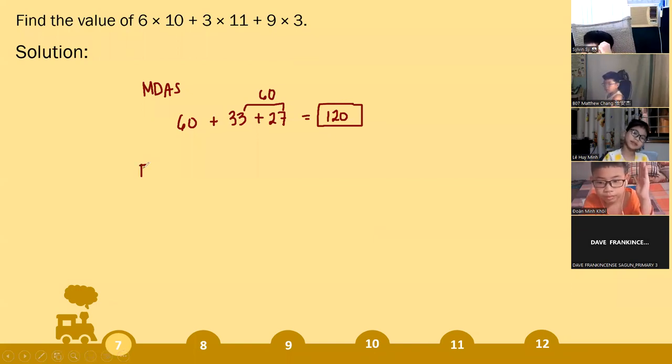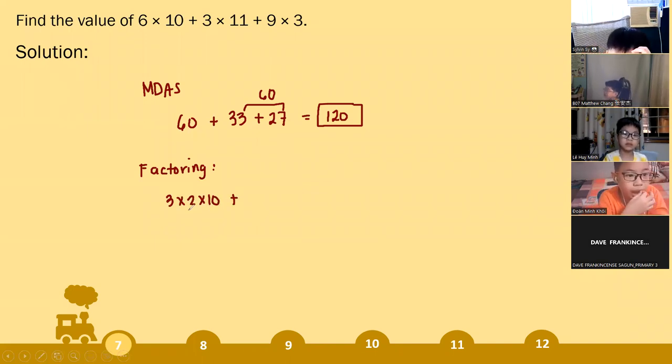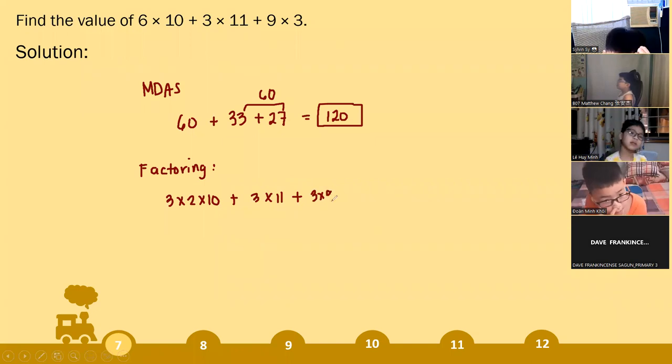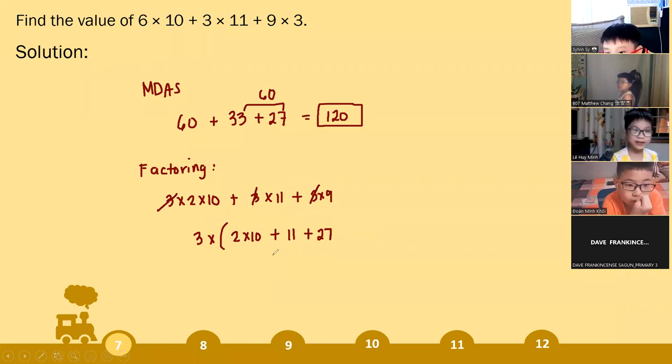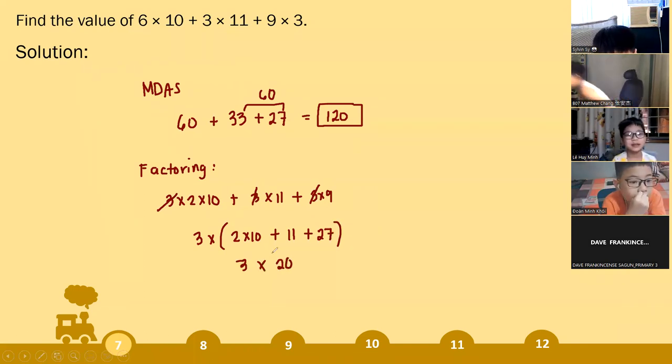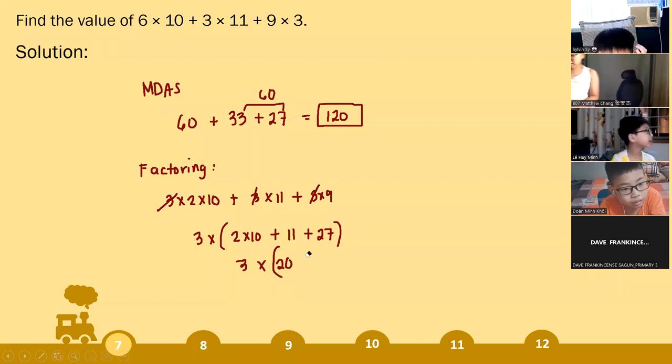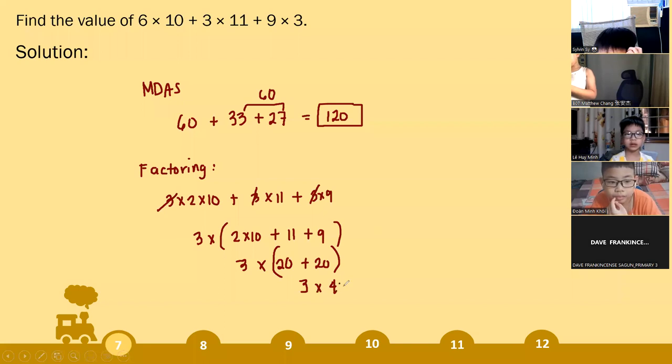Now, if we factor out, we know that 6 is just 3 times 2. So 6 times 10 is just equal to 3 times 2 times 10. We have 3 times 11, and then 3 times 9. Now, by factoring out 3, we have 2 times 10 plus 11 plus 9. Sorry, not 27, it's 9. So 20 plus 11 plus 9 is 40. 3 times 40, that is 120. So still the same answer.